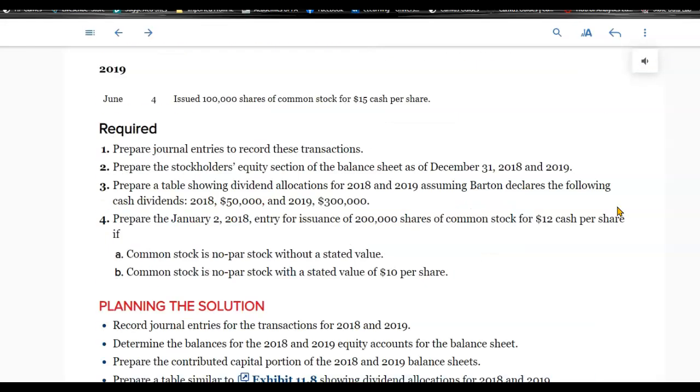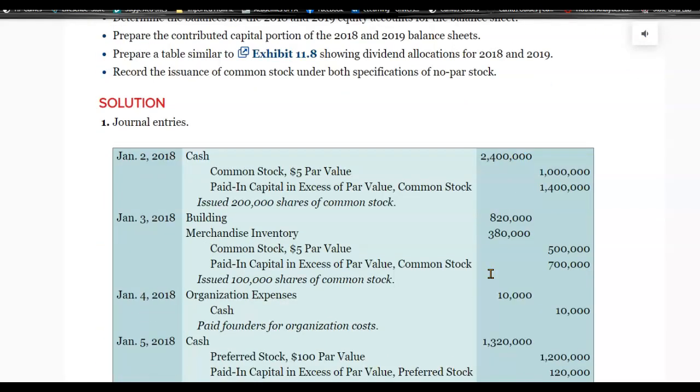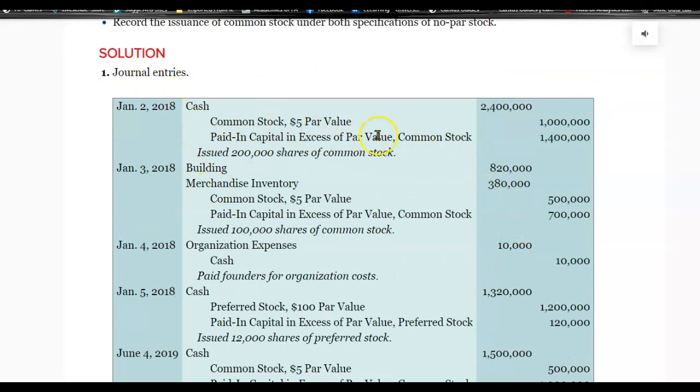All right. Part 4 on this problem is asking about some hypotheticals here. So we prepare the January 2nd, 2018 entry for the issuance of 200,000 shares of common stock for $12 cash per share, but we have an assumption. The assumption for A is that it's no par stock without a stated value. Assumption B is it's no par stock with a stated value of $10 per share. So how are we going to record it? How is that recording going to look different than what occurred here?